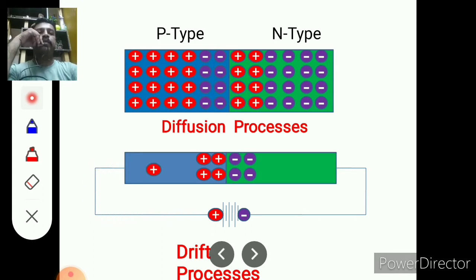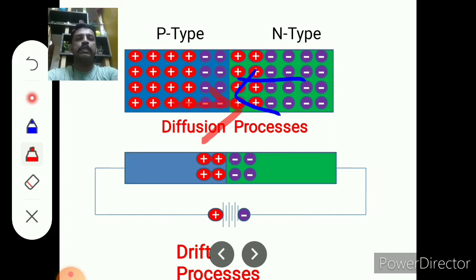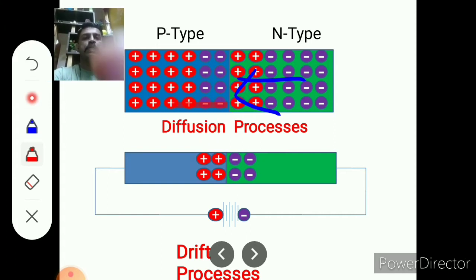Here the electrons diffuse from n-type semiconductor to p-type semiconductor. At the same time, the holes diffuse from p-type semiconductor to n-type semiconductor. Such diffusion processes take place.